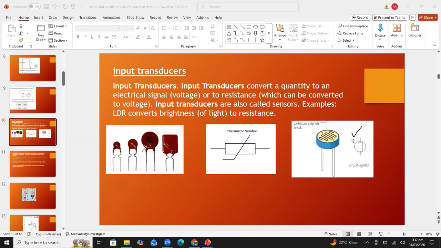Transducers are not conductors, beta. They are semiconductor devices. Semiconductor means sometimes they will behave as conductor and sometimes they will behave as insulator. So transducers are semiconductor devices which have electrical properties in between conductor and insulator. Okay, done students? Have you noted down these symbols, beta?